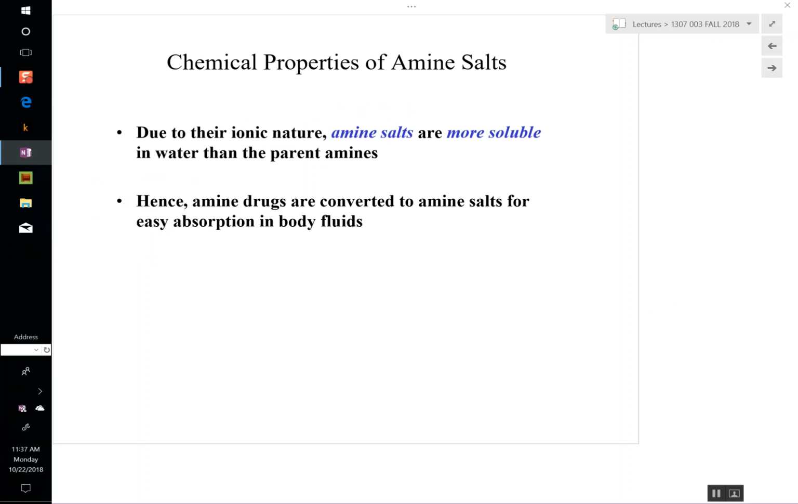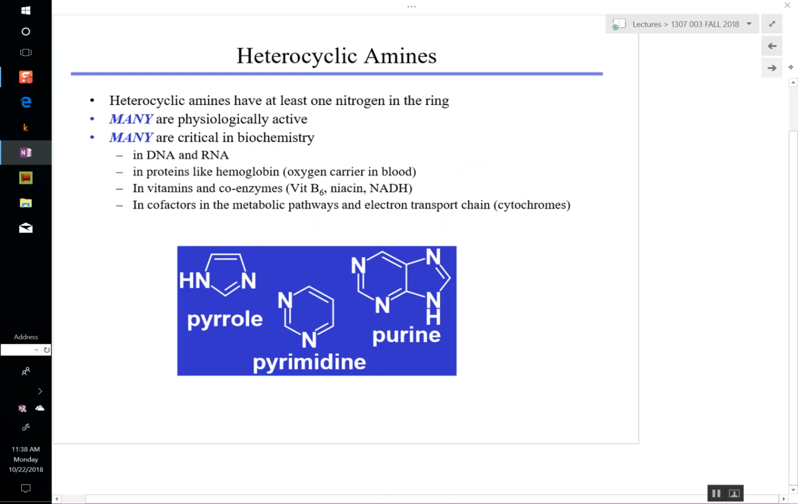So I mentioned this already. Amine salts are more soluble in water than the parent amines. Hence, amine drugs are converted to amine salts for easy absorption in the body. All right, I'll just mention some things to be aware of.